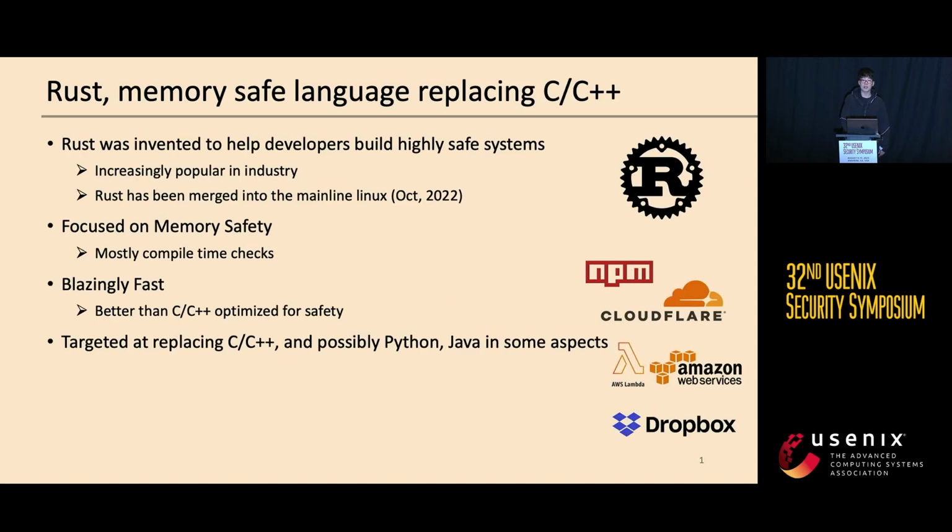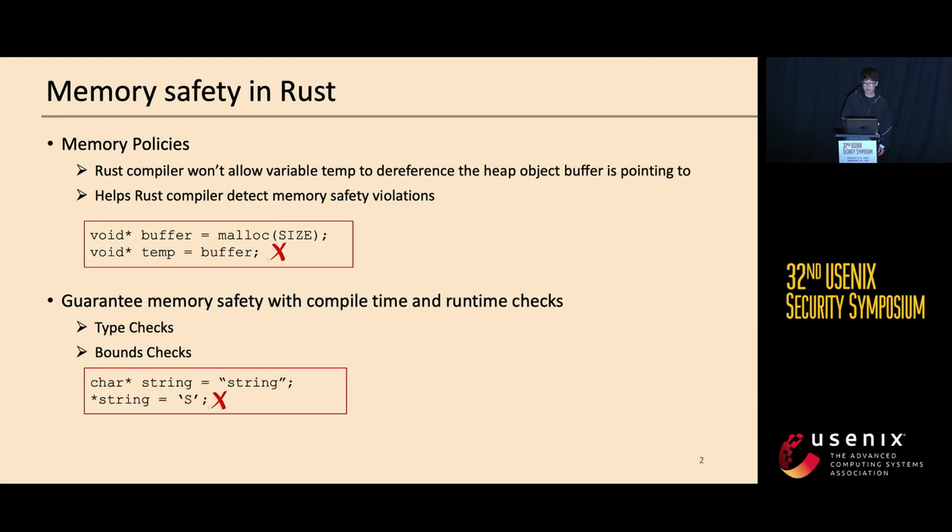Rust was invented to help developers build highly safe systems. It is increasingly popular in industry, as seen with its adoption by significant players like NPM, Cloudflare, Amazon AWS, and Dropbox. Rust has even been merged into the mainline Linux in October 2022. The language primarily focuses on memory safety, which is achieved mostly by compile time checks. Notably, Rust is known to be faster than security-optimized C/C++ and is targeted at replacing C/C++ and possibly Python, Java in some aspects.